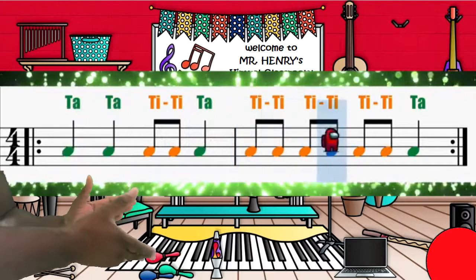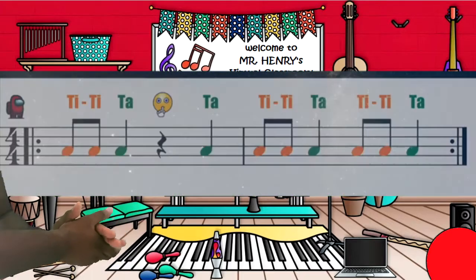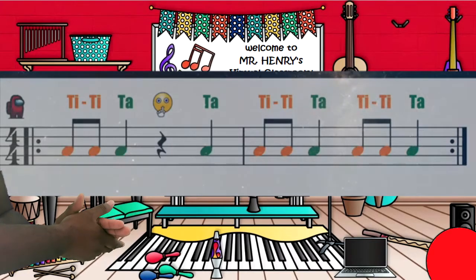Awesome! Let's get ready for the next rhythm. Take a look and a quick study.